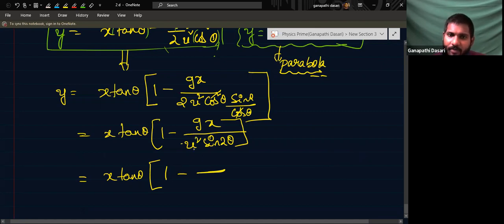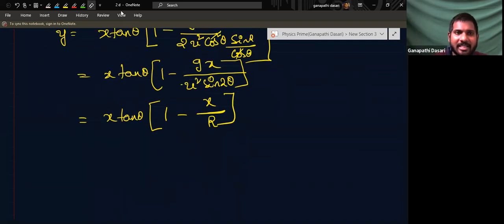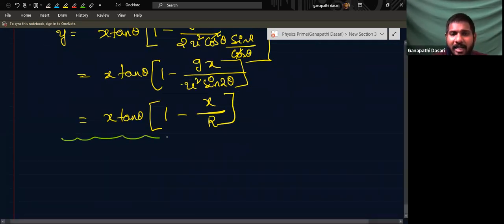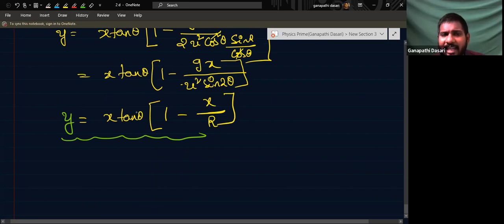u square sin 2 theta by g is what? Range. So this is 1 minus x by r, isn't it? This is another equation, because sometimes if position x is given and theta is given, you can easily get y coordinate. If x and y are given, you can get r if theta is also given. Any two or three are given and the fourth one has to be found out, you can easily find out from that projectile.